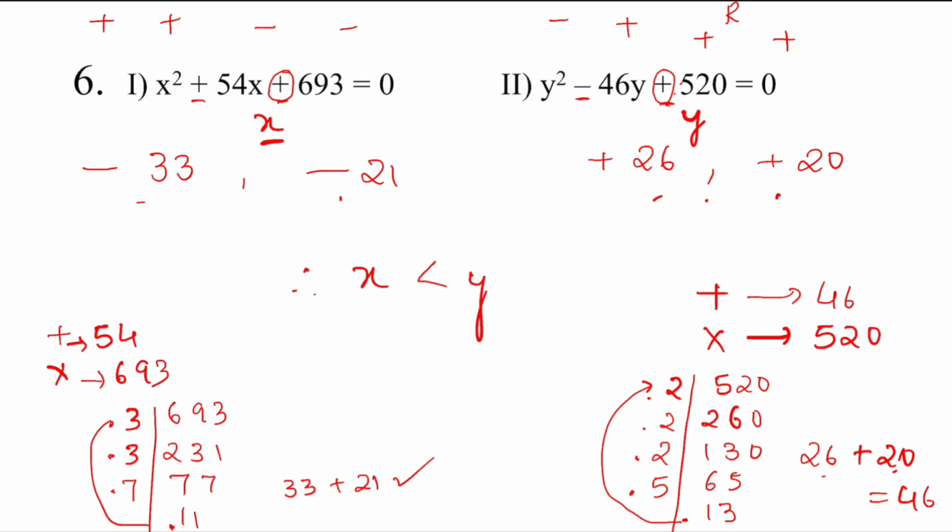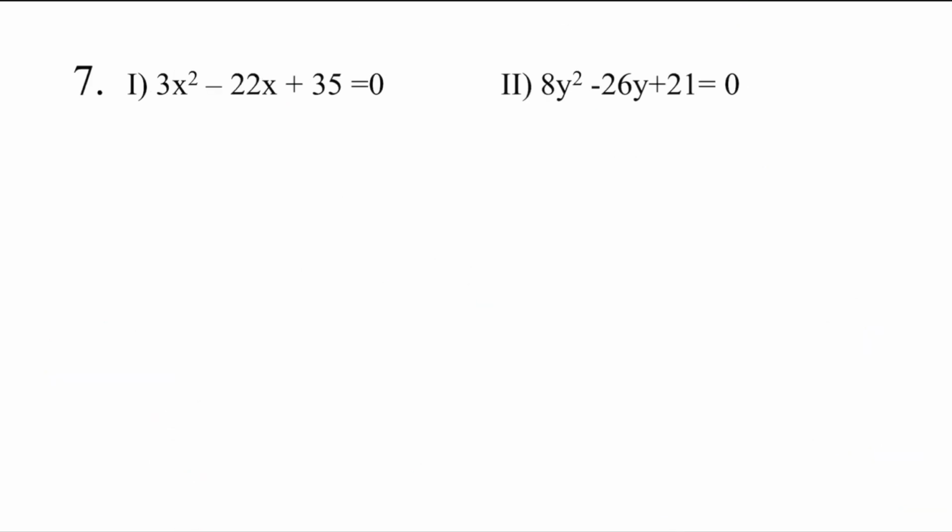Next, till now we solved problems in which there was no coefficient for x and y. Okay. Now we will see problems in which we have coefficients. Now 3x square minus 22x plus 35. So what you have to do, a short trick for this.